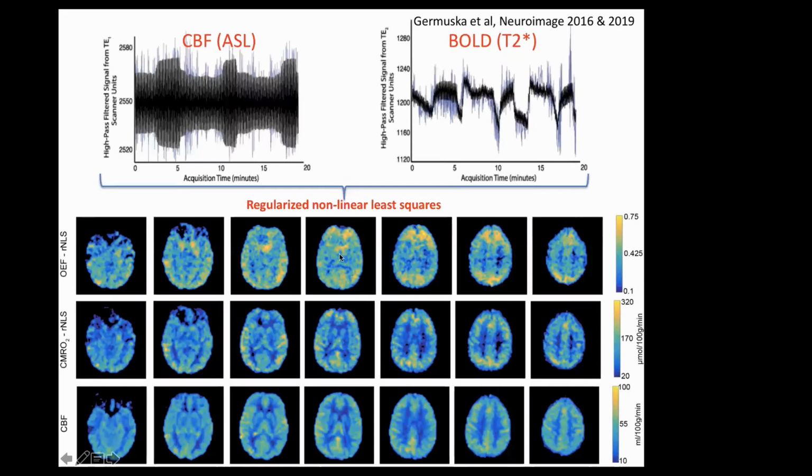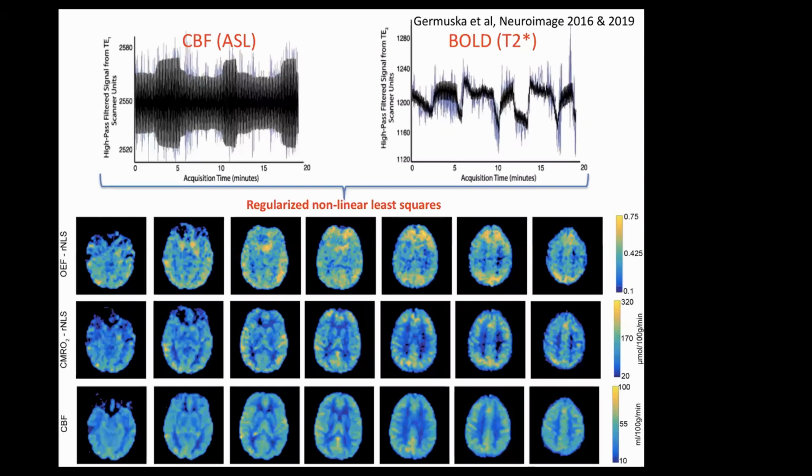And so you can see an example of a blood flow signal on the top left and BOLD signal variation on the top right here. Mike Ganushka has published a series of papers where we've gradually improved the data fitting or parameter estimation methods. Starting off with a regularized nonlinear least squares a few years ago to produce, you can see example maps of a single subject here: oxygen extraction fraction, blood flow at the bottom, and oxygen consumption in the middle.